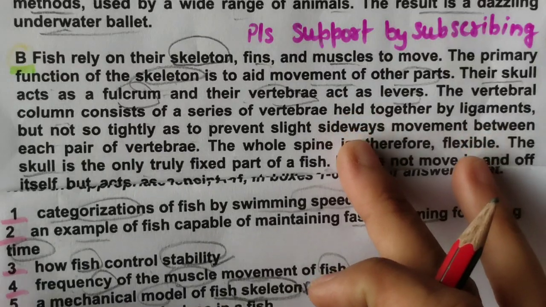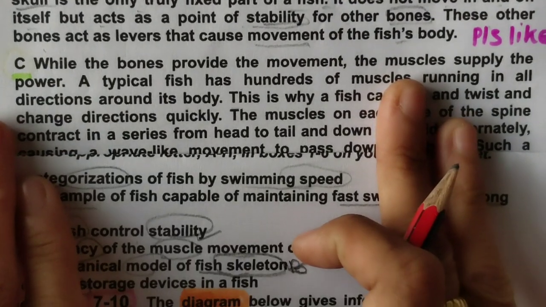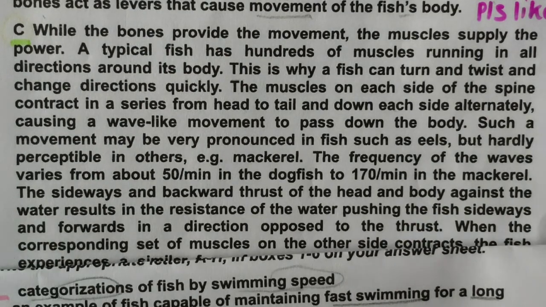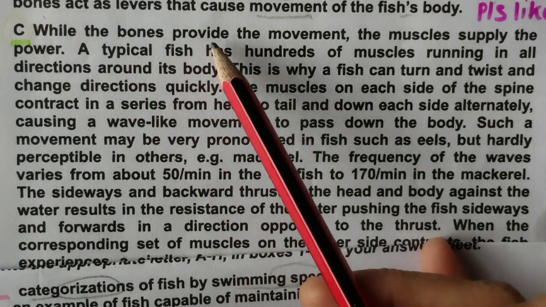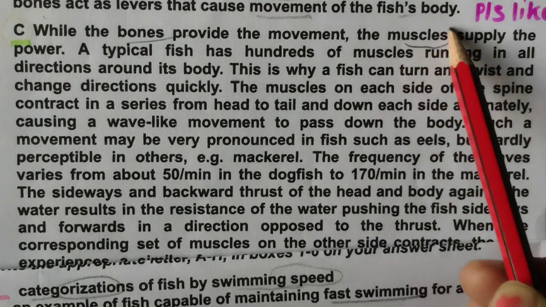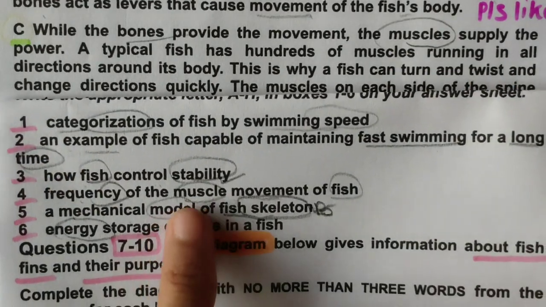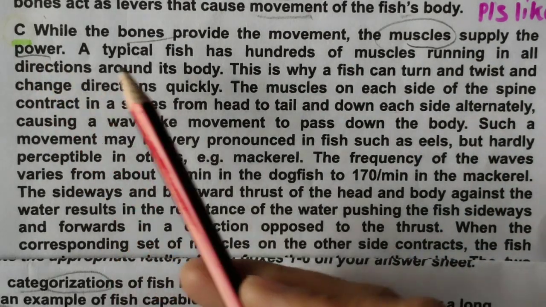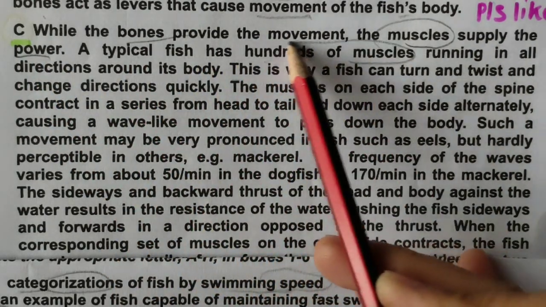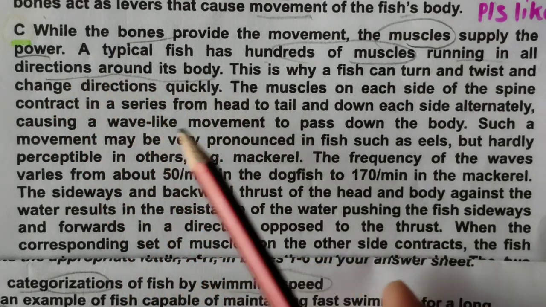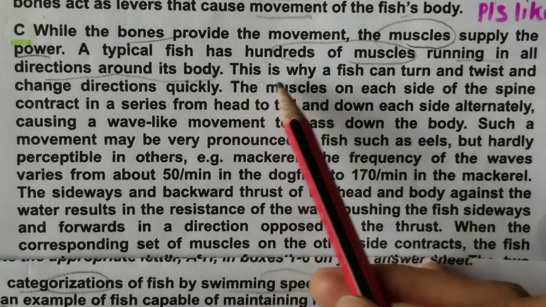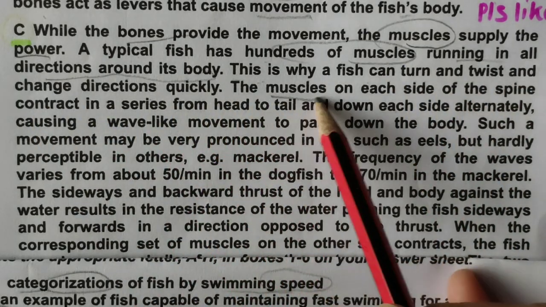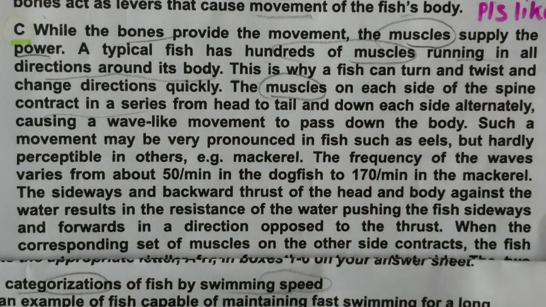Okay, so next one is the third, paragraph C. We can match it. I am showing you the full paragraph. This is a bigger and longer paragraph. While bones provide the movement, the muscles, now the word muscle is there. Here one muscle word was there, but yes, let's read a little bit more. Supply the power. A typical fish has hundreds of muscles running in all directions around its body. This is why a fish can turn and twist, and change directions quickly. The muscles on each side of the spine contract.